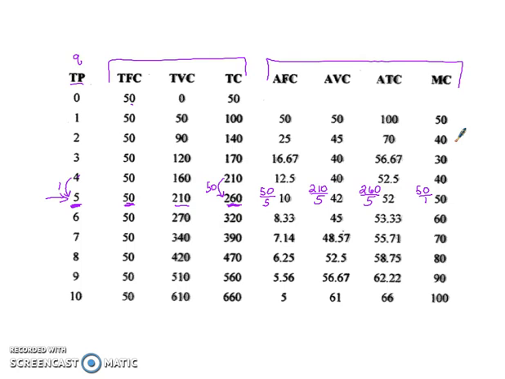And on this podcast, we're going to continue to talk about some of the details of calculating costs. On previous podcasts, we calculated all these costs on this table: total product, total variable cost, total fixed cost, total cost, average fixed cost, average variable cost, average total cost, marginal cost.